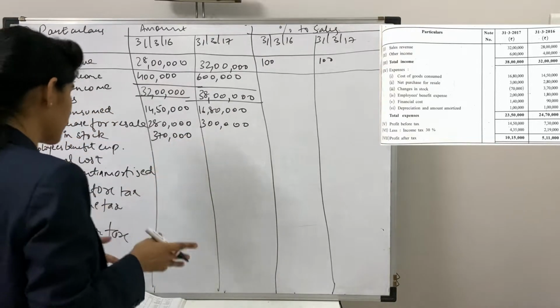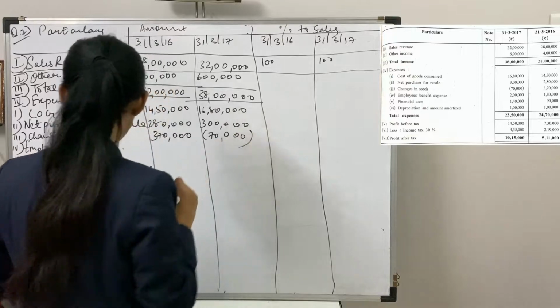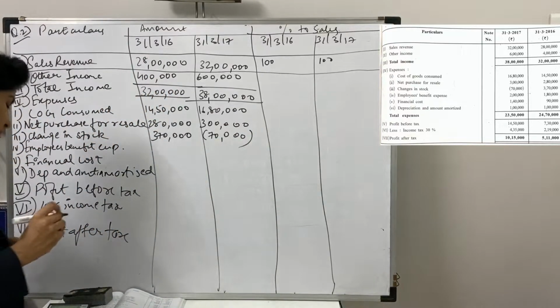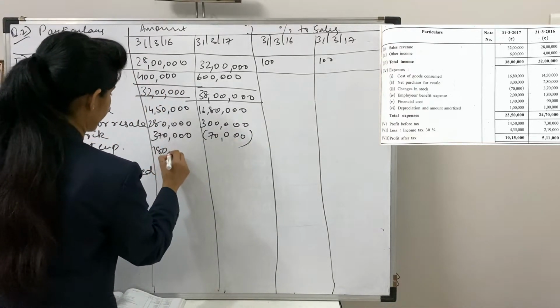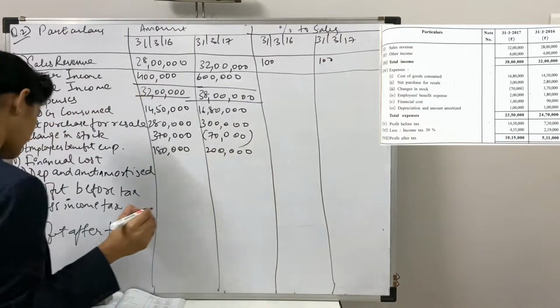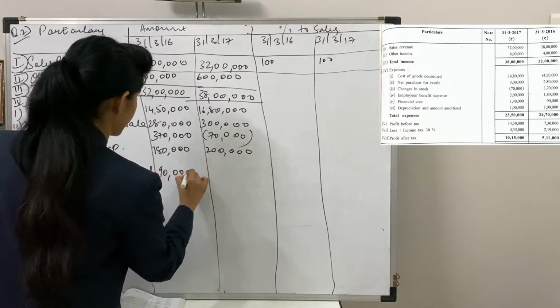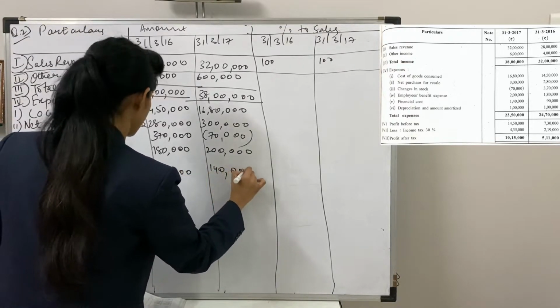Now 70 is given in the question only as negative, so its percentage will also come in negative. Employees benefit expenses, 1 lakh 80 and 2 lakh. Next is your financial cost, 90,000 and 1 lakh 40,000.